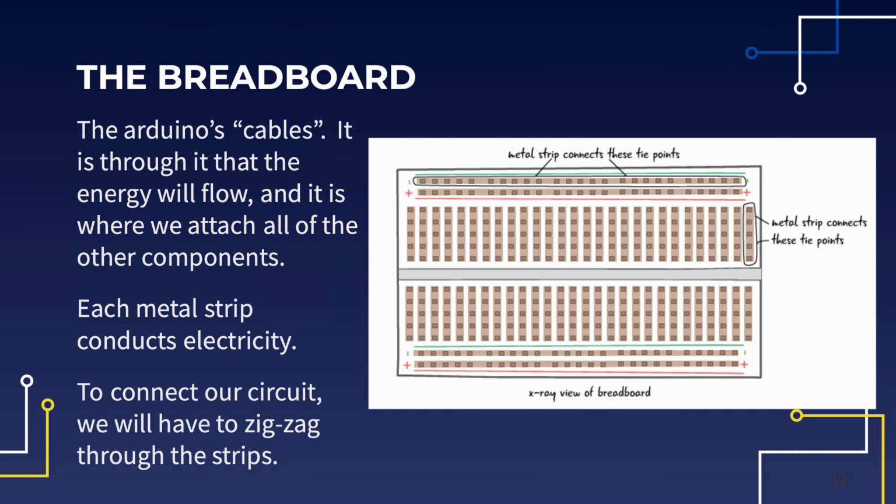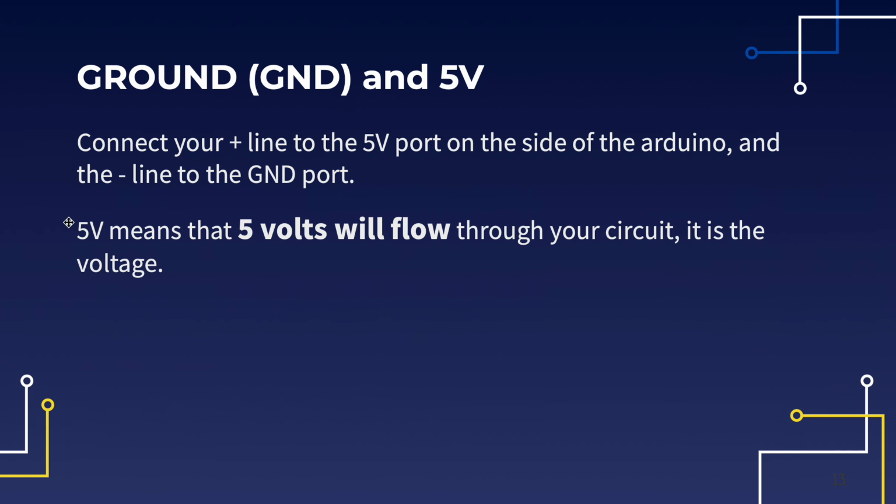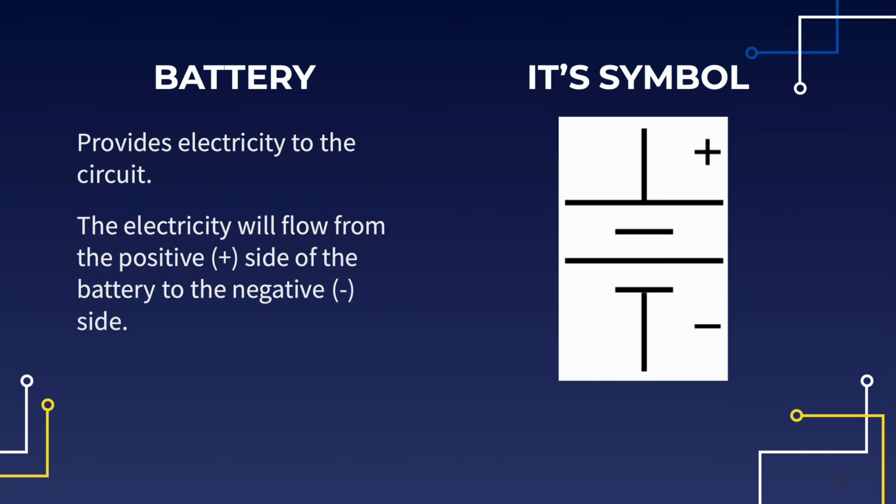The breadboard is what actually we use to connect all these cables and components together so that the electricity can all flow. There are metal strips which conduct electricity, and to connect our circuit, we'll have to zigzag through these strips. Now you'll see GND and 5V, which I'll show you later on, but the GND, you can think of as the negative, and the 5V, which is the positive. So electricity will actually come out of the 5 voltage, and it'll go back to the GND, as you can see from this diagram. So think of the plus as the 5 voltage, and the negative as the GND.